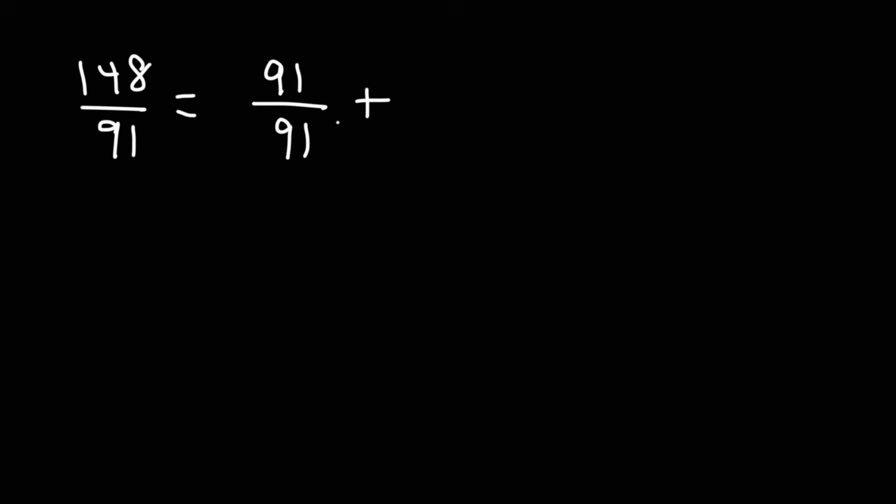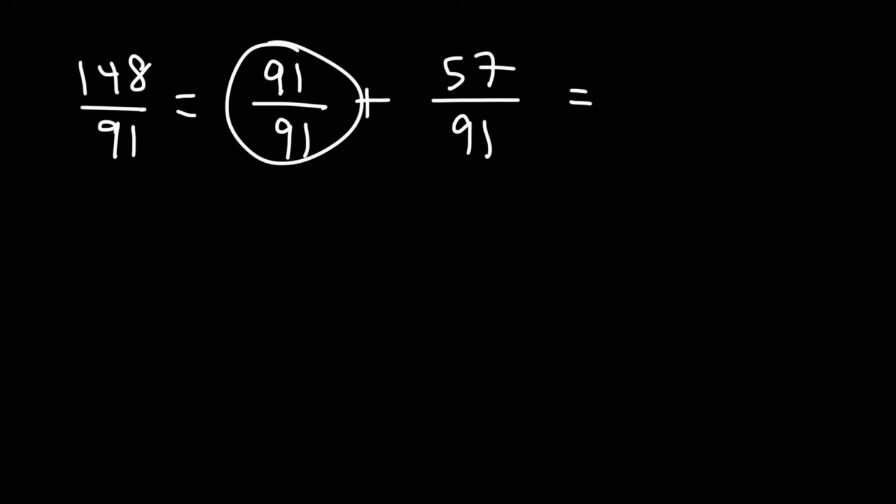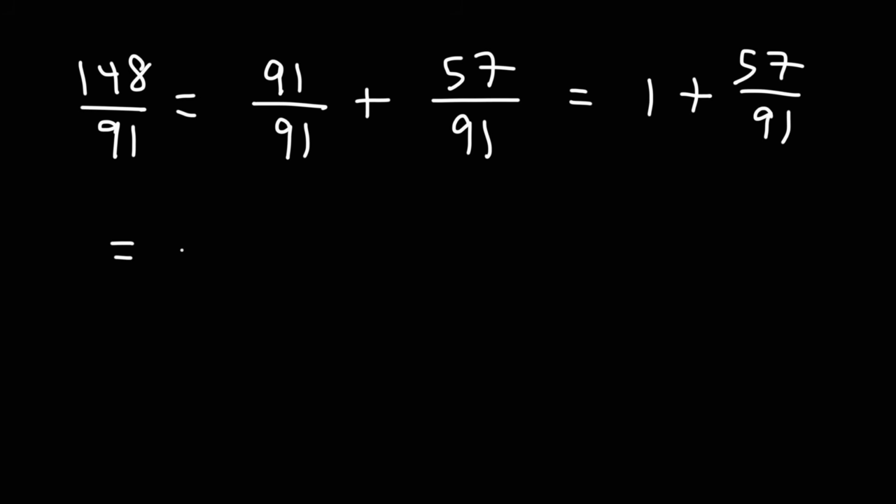Now going back to the previous problem, where we had an answer as 148 over 91. Let's convert that into a mixed number as well. 91 goes into 148 one time. So the highest multiple of 91 below 148 is 91. Now if we subtract 148 by 91, that's going to be 57. So 91 plus 57 is 148. 91 divided by itself becomes 1. So the final answer as a mixed number is 1, 57 over 91.